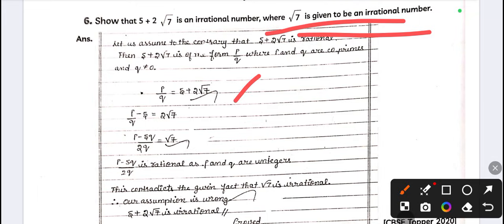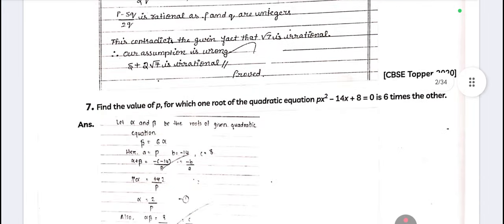Just write 5 plus 2 root 7 equal to p by q. Here they have written p by q. You can write even a by b. As usual, simplify, reach the contradiction and close it. Hope we all know this.